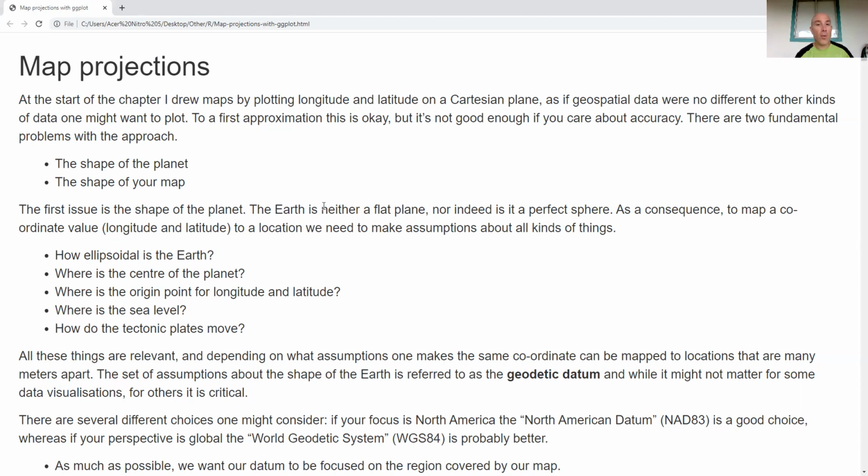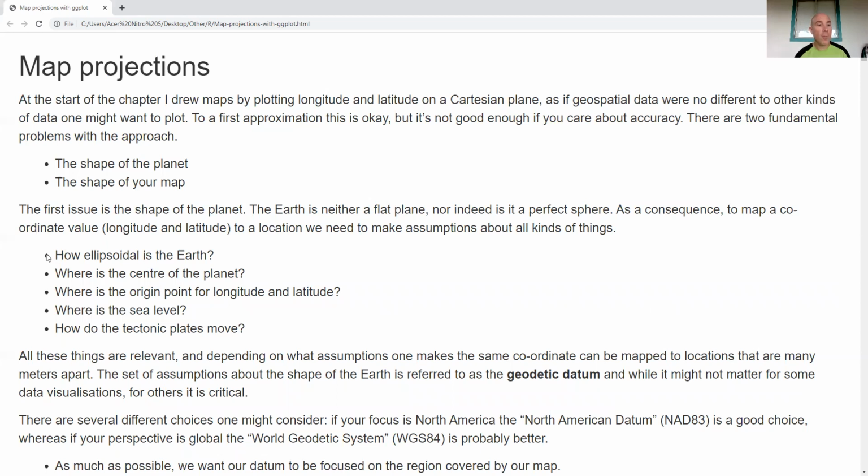All right, so the Earth is neither flat nor is it a perfect sphere. It's actually quite a bit off from a sphere. And so this is going to come up if I want to start really scrutinizing my maps.